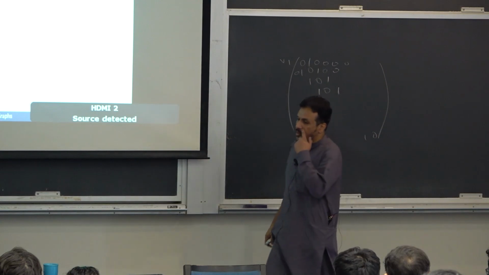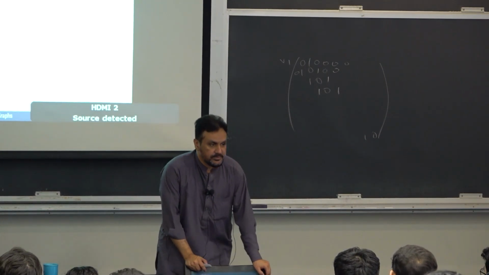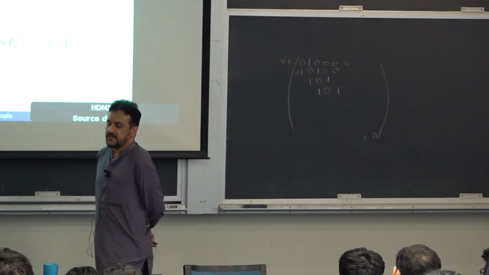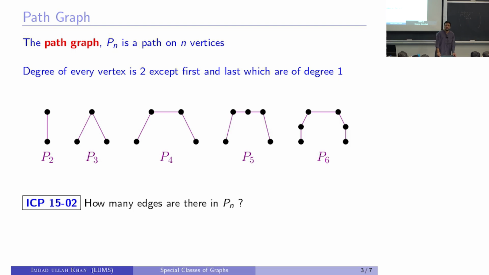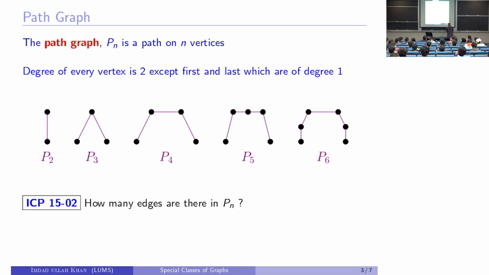Okay. So how many edges are there in a Pn? How many edges will be there in Pn? Why? Each edge corresponds to 2 vertices. How many edges will be there in a path on 5 vertices? Why 4? No, you said 4. I heard that, but I need.